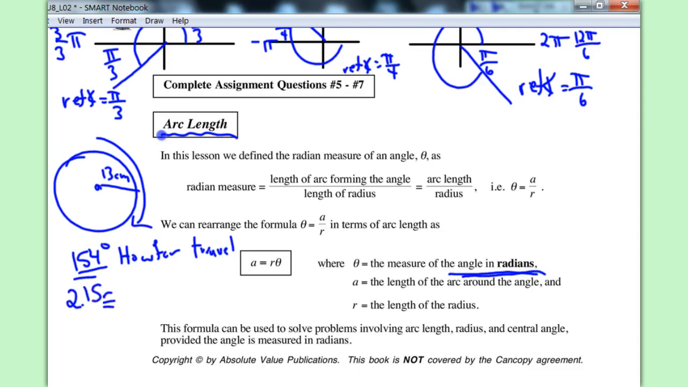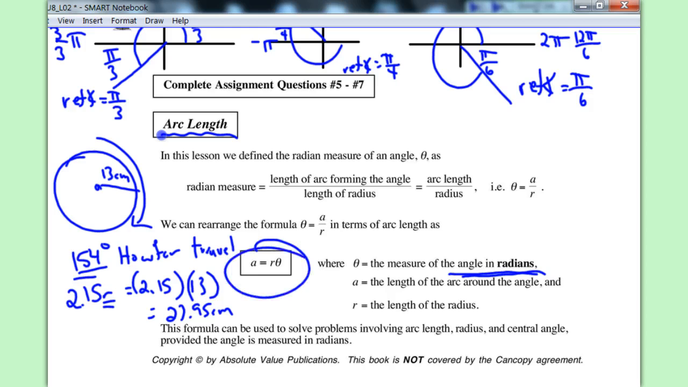2.15 radians, then the question becomes very easy, because a radian is a radius, and if it went through 2.15 radians, how far it traveled would be 2.15 times that 13, which ends up giving us 27.95 centimeters. So much more powerful.